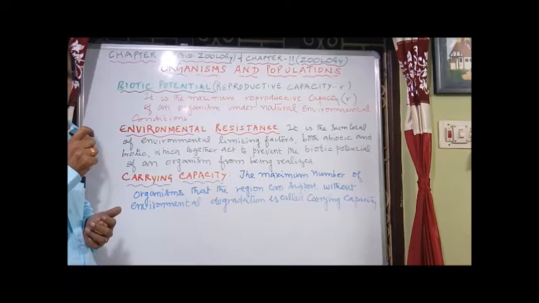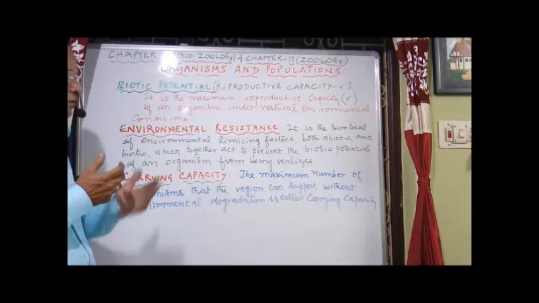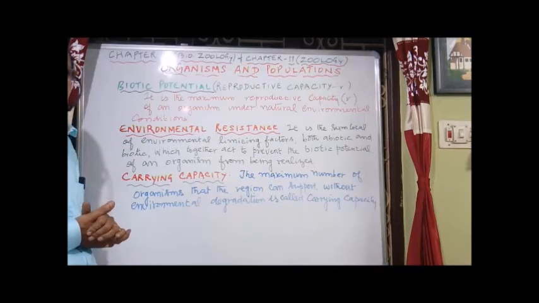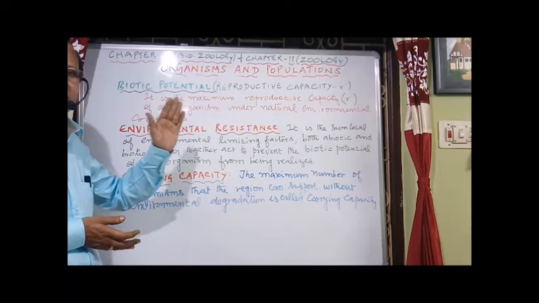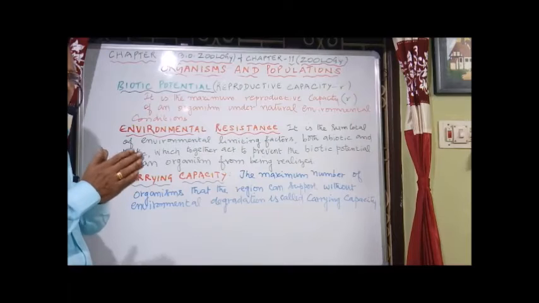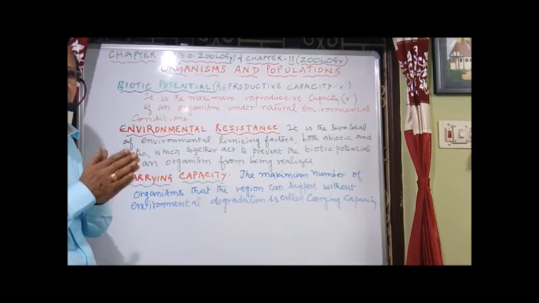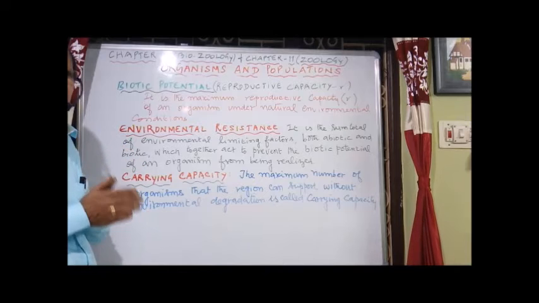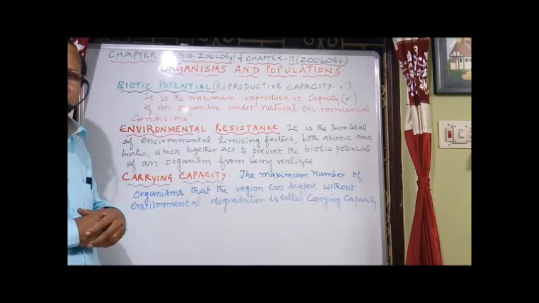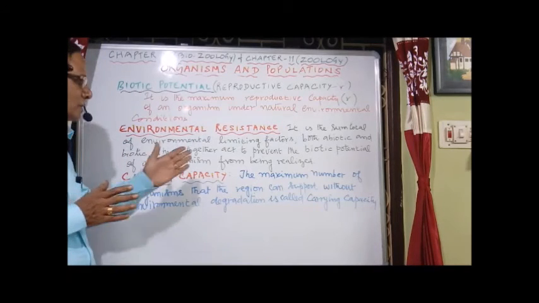Now we have to go for r selected species and K selected species. r means reproductive capacity selected species. K means carrying capacity selected species. We have to make the differences between these two. r selected means reproductive capacity selected species, and K refers to carrying capacity selected species. We'll make the difference now.